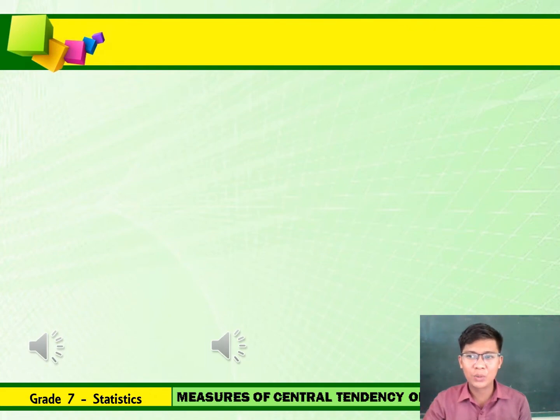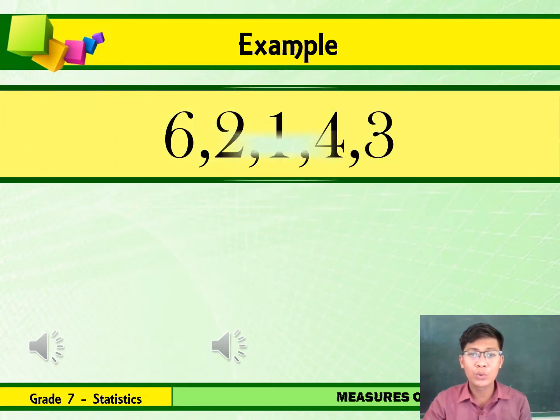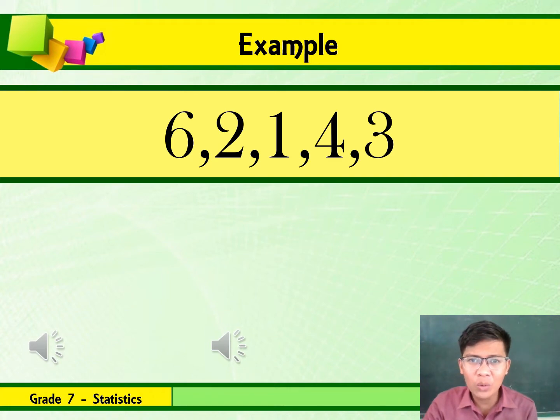How about this one? So for our next example, we have 6, 2, 1, 4, and 3. Now class, what do you think is the median here? The median is 3. Now how do you think so? I can say that 3 is the median because if we arrange the data from least to greatest, we will find 3 in the middle.